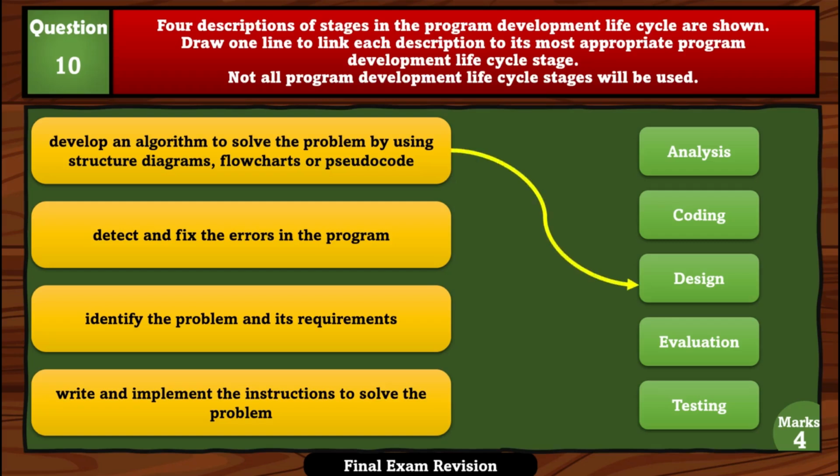Detect and fix the errors in the program. So that is testing stage. Identify the problem and its requirements. So that is analysis stage. Write and implement the instruction to solve a problem. So that's coding stage. Topic 2.